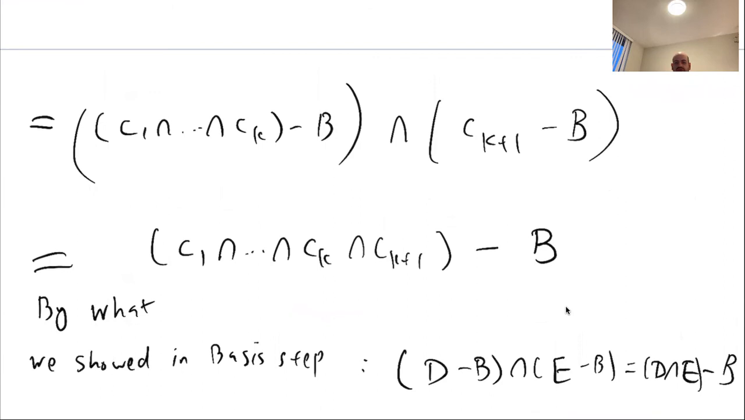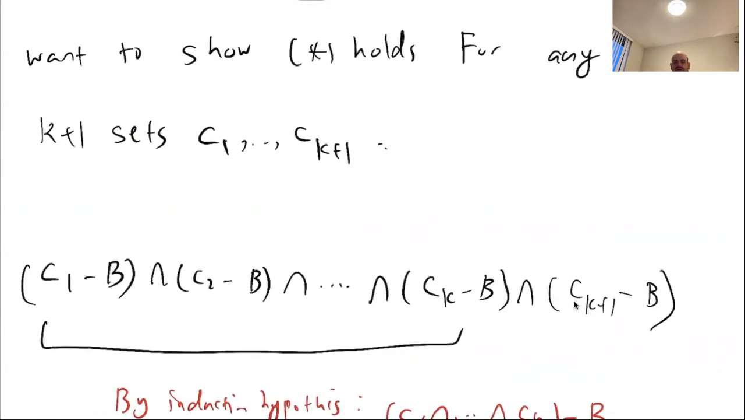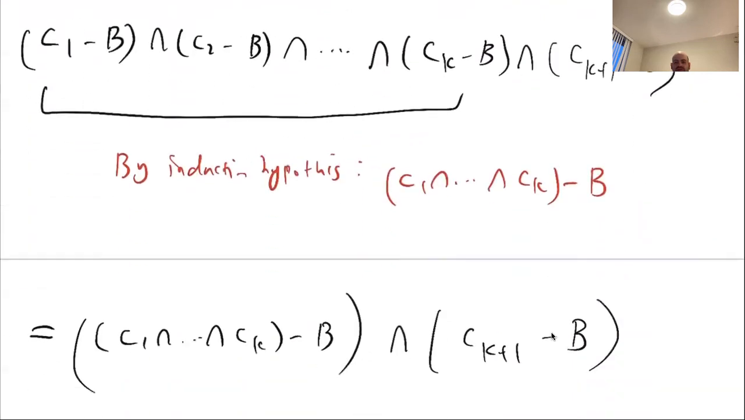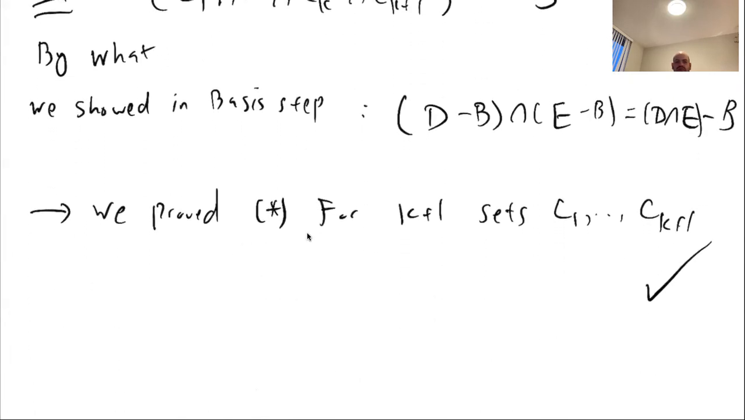(C1 intersection to C(k+1)) minus B. So we started with (C1 minus B) all the way to intersection (C(k+1) minus B), and we showed that it is the same as (C1 intersection to C(k+1)) minus B. And therefore we proved star for k plus 1 sets C1 to C(k+1), which completes the inductive step.